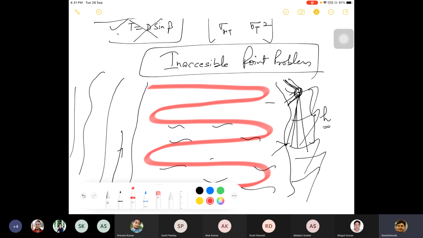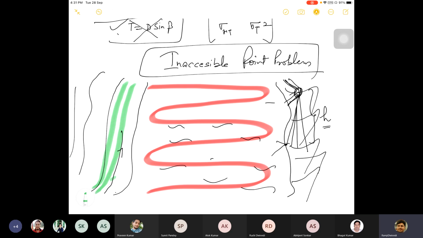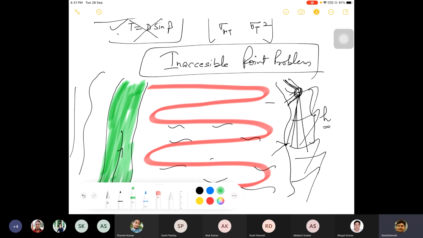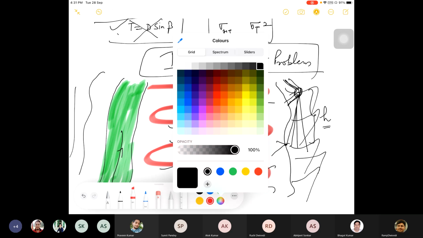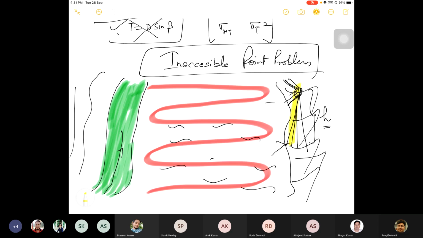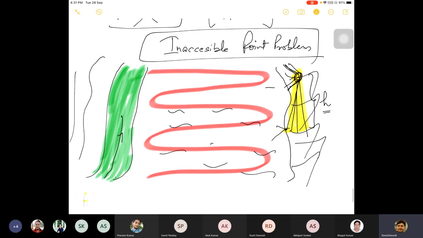You have only this region where you can have access with all your instruments. What you have to find out is the height of the light tower at this end. अब बताइए कैसे करेंगे इस प्रॉब्लम को?